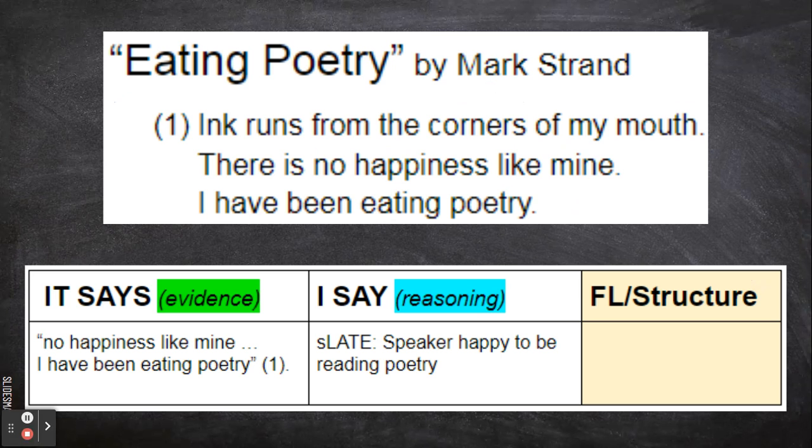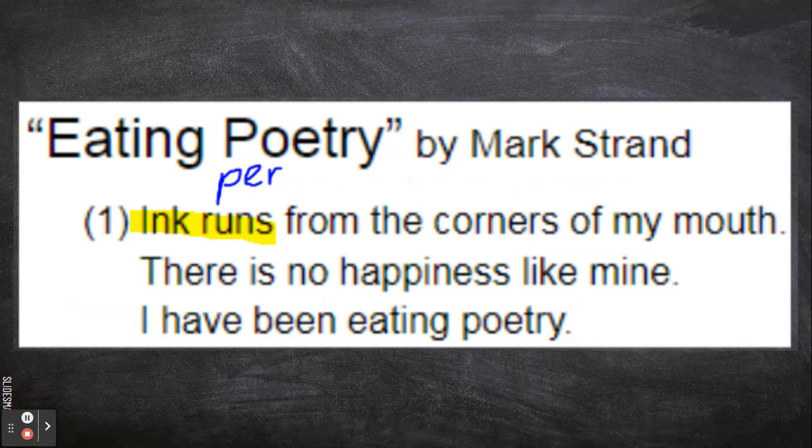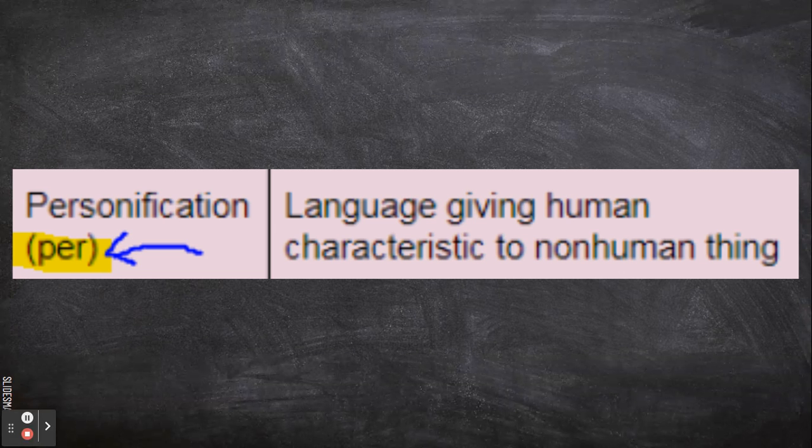So let's look at an example here. This is from the poem "Eating Poetry" we already looked at earlier this year. You see I have a more literal note saying how the speaker is happy to be reading poetry. But wait, there's more. There is some figurative language. I see there is personification. You see the highlight, "ink running." That's personification because any language giving human characteristics or traits to non-human things, that's personification. And you see the abbreviation highlighted there, PER.